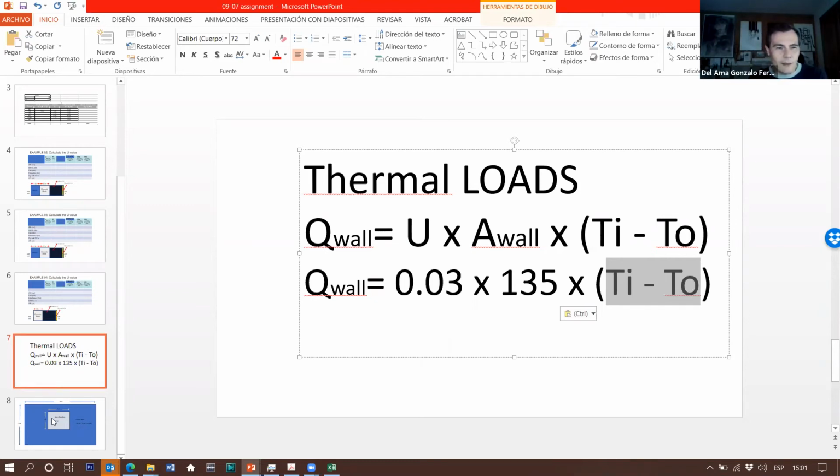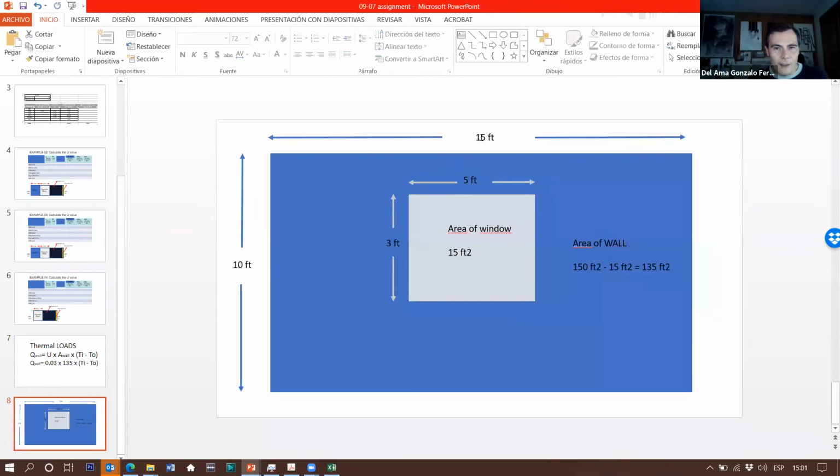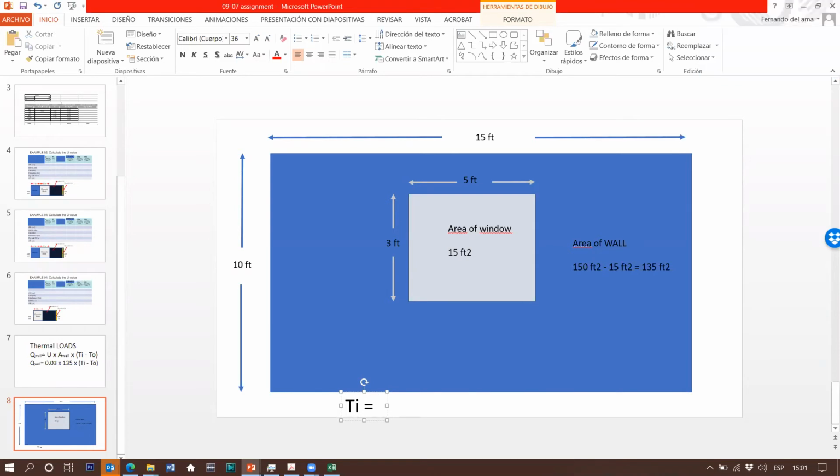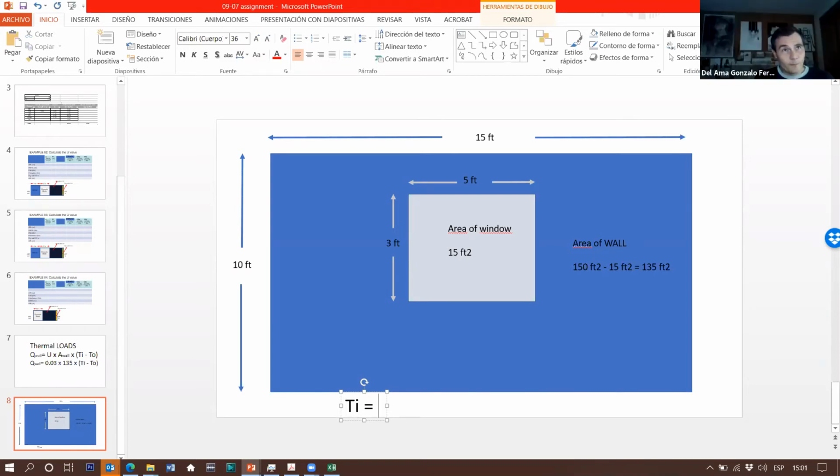Well, this can be something that we can choose. So we can say that the indoor temperature, by the way, I'm asking you, I want an answer to that question. What is a good indoor temperature? 70 degrees. 70 degrees, what degrees?